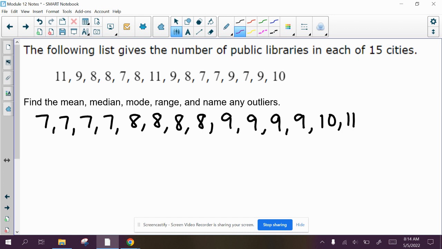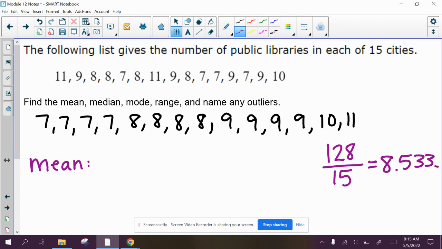So we're going to find the mean, median, mode, range, and then name any outliers. So the mean, or the average, is when you add them all together and you divide by the total number. So if you plug them into a calculator and add them all up, you get 128. And there were 15 cities total, so we're going to divide by 15. So we get 8.533, and that just goes on forever. So we're going to round to the nearest hundredth, which would give us 8.53.